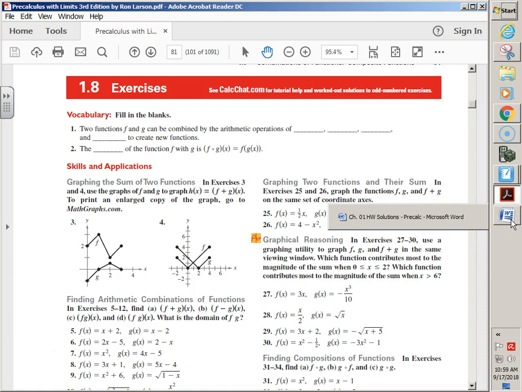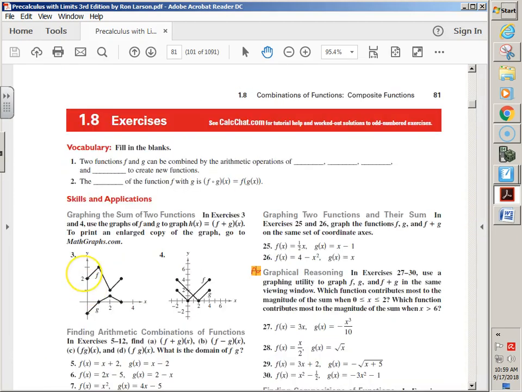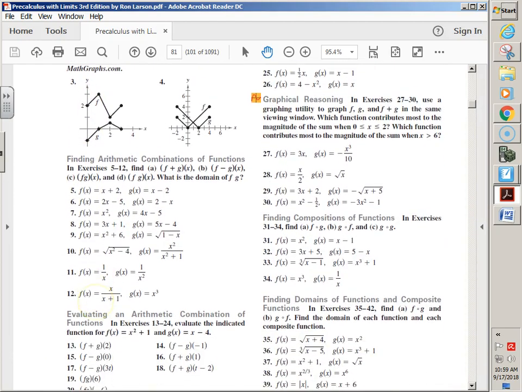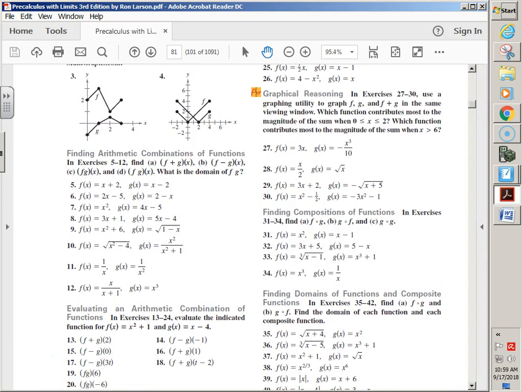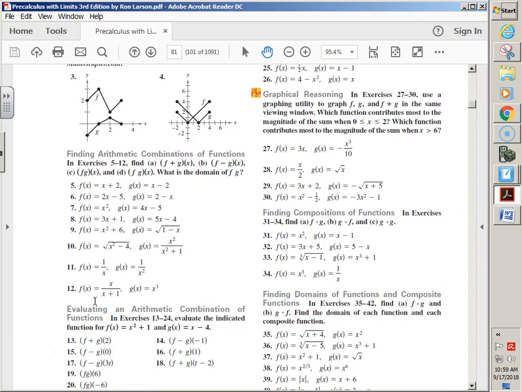Yeah, 32A. Anything before 32? Can we skip down there? Yeah, 27. Okay, let's go 27 first and then 32A.